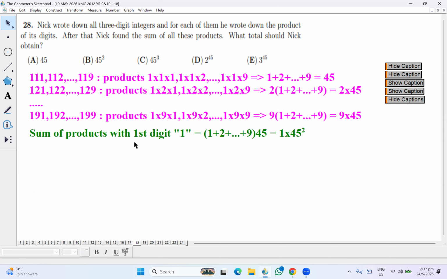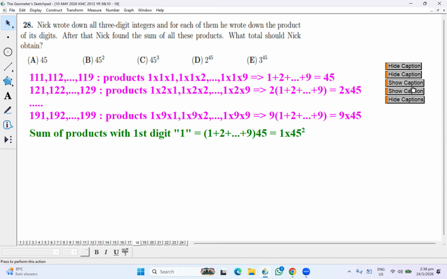So sum of product with first digit 1 only. Got a lot more. First digit 1, we have 45. Then 2 times 45 until 9 times 45. 1, 2, 3 until 9 times 45. So this is also 45. 45 times 45, 45 square. For digit 1, I put 1 times 45 square.